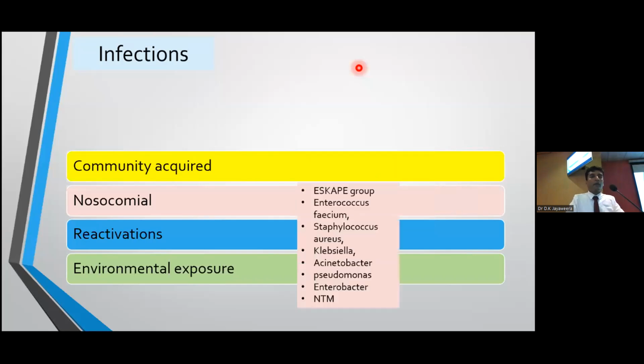They also have a lot of nosocomial infection, because these patients have had many previous hospital admissions, and they acquire infections from the hospital setting. The ESCAPE group of organisms like Enterococcus faecalis, Staph aureus, and Klebsiella are very common. The main problem is that these organisms mainly have drug-resistant forms.